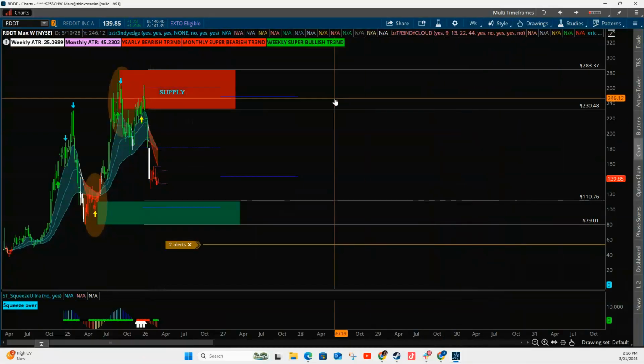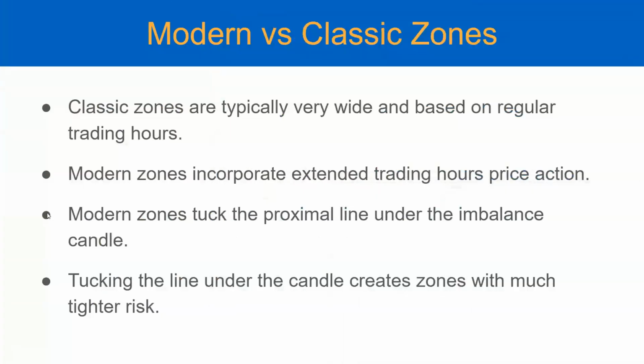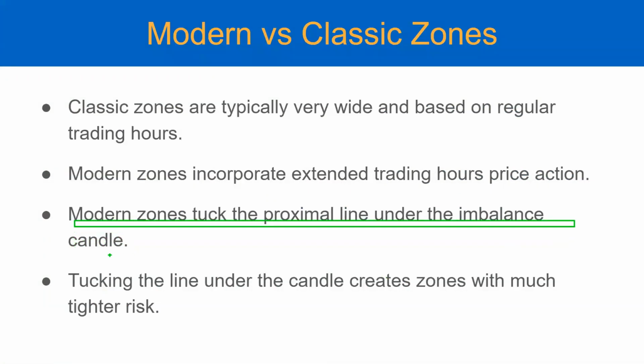All right. So moving on. Modern zones tuck the proximal line under the imbalance candle. This is huge, okay, guys? Tucking the line under the candle creates a zone with much tighter risk. Everybody understand that?